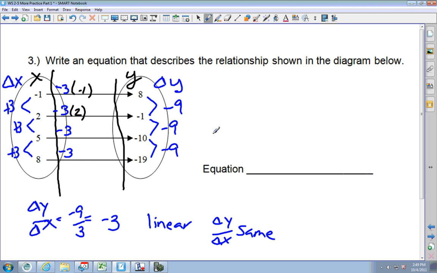And you can go down and finish this, but I need just the first part. Negative 3 times negative 1 is a positive 3. What do you need to add or subtract to positive 3 to get to 8? Add 5. So remember, I think my equation is y equals negative 3x plus 5.